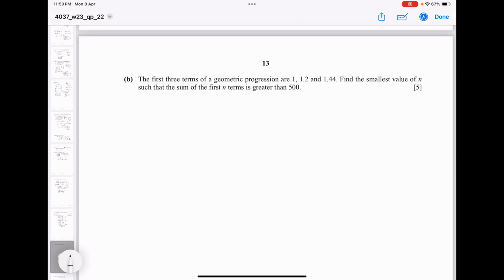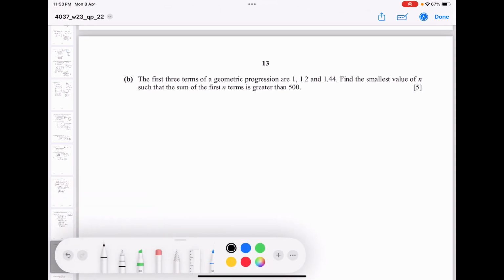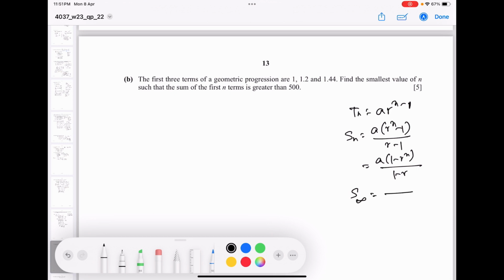The first three terms of a geometric series are 1.2, 1.44. Find the smallest value of n such that the sum of the first n terms is greater than 500. Now let us write some formulas for that. The nth term equals a r to the power n minus 1. This is GP. S n equals a times r to the power n minus 1 over r minus 1, or we can write it in the form a times 1 minus r to the power n over 1 minus r, and sum to infinity is a by 1 minus r when modulus of r is less than 1.